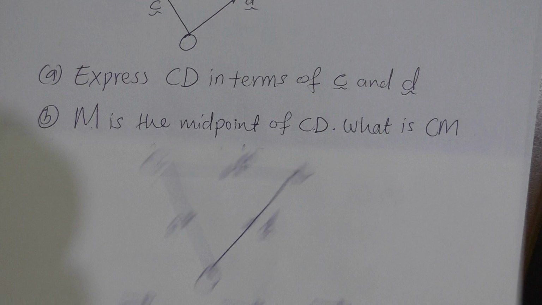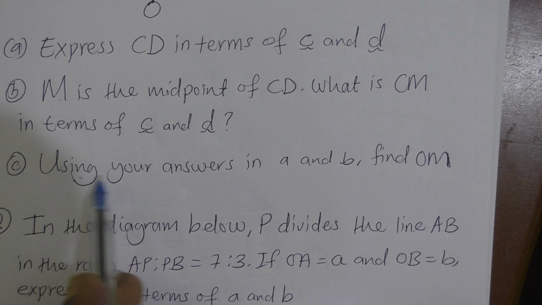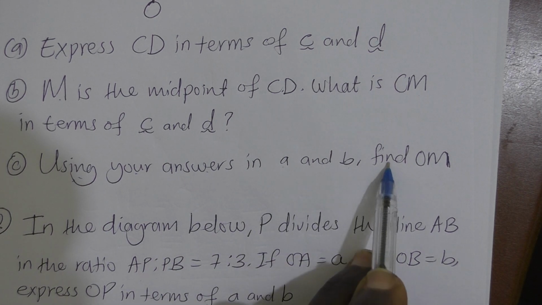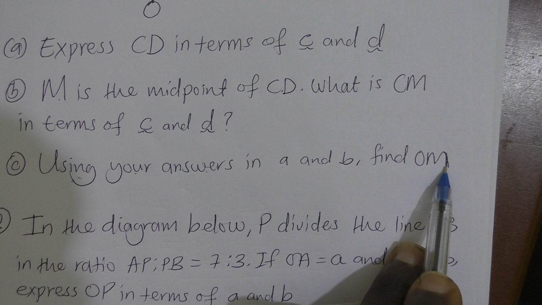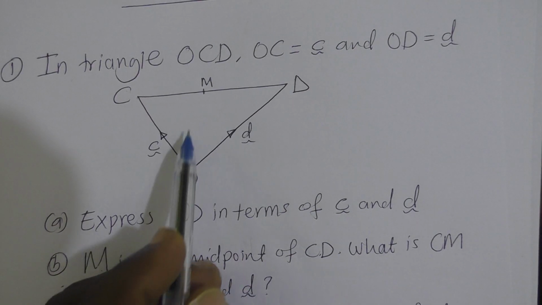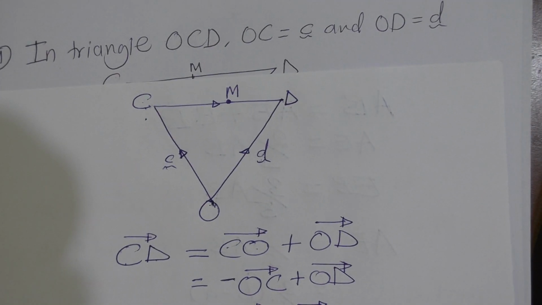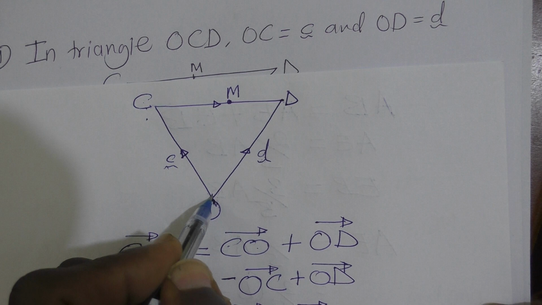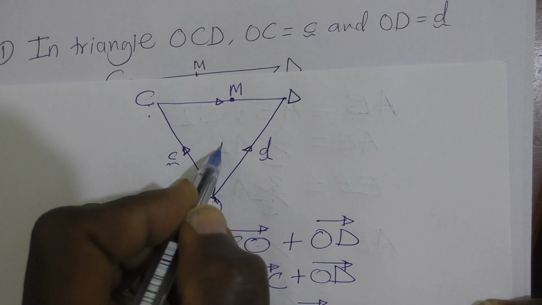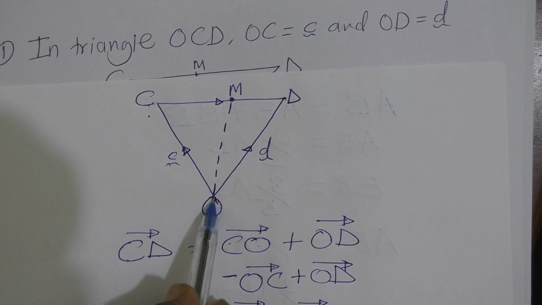The other question is asking us, using your answers in A and B, to find OM. Now OM is when we go from the origin directly to M. On our diagram, we can even sketch that route from the origin to point M. So how do we move from origin to M?